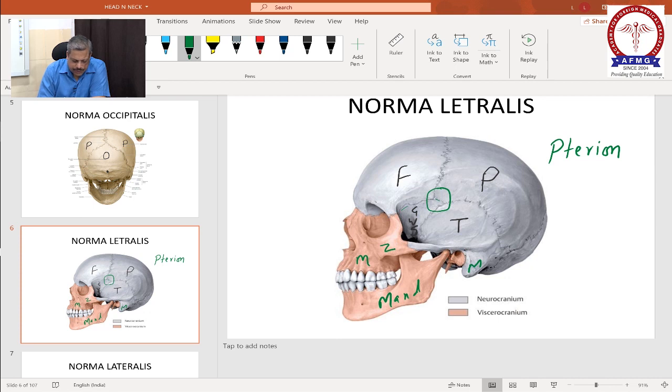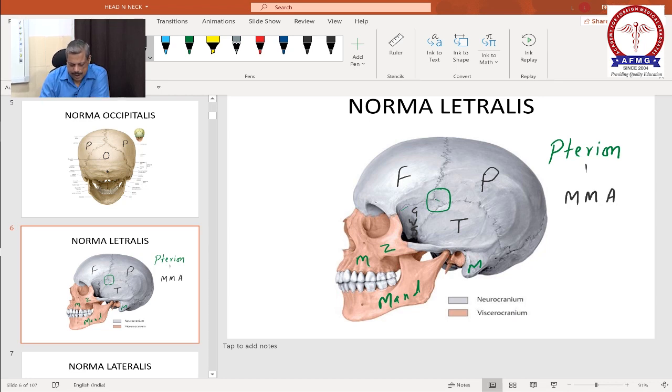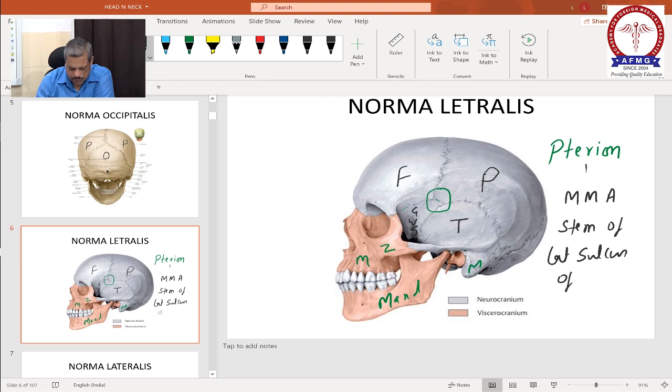Now see this pterion. It is a very important point because it is related to the middle meningeal artery and the stem of the lateral sulcus of the brain. Clear? So these structures are present at pterion. The middle meningeal artery is a very important artery, which supplies the dura mater or meninges.